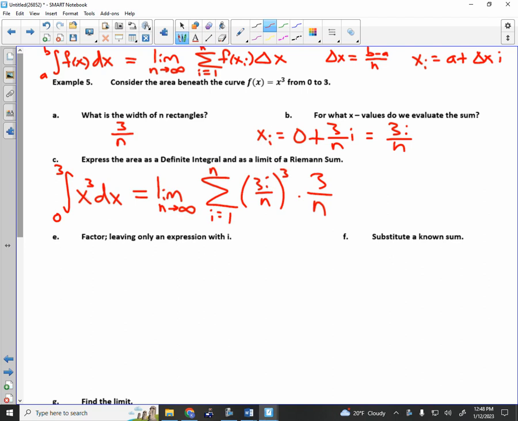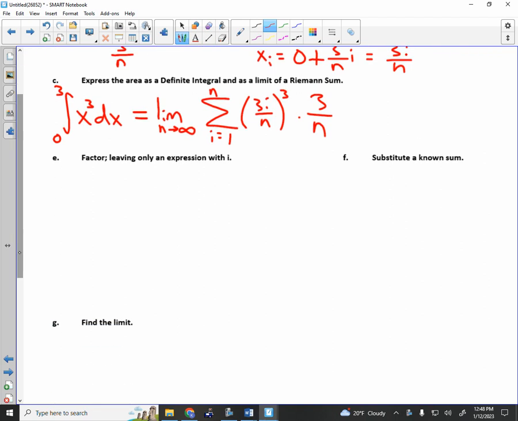So to summarize, we found the width, we found the spots where we evaluate the heights, and then we wrote it as an infinite limit of Riemann sums. Let's just multiply it out. I'll even use a little space here. The limit as n goes to infinity of the sum from i equals 1 to n of, let's see what this gets us. So i equals 1 means we start with the first rectangle, and then we go to the second, the third, and the fourth. We go all the way up to an infinite number. So that's the rectangle that we use. It's always 1 to n.